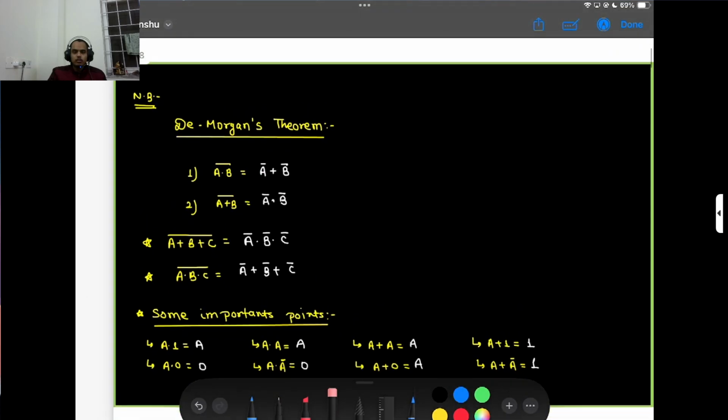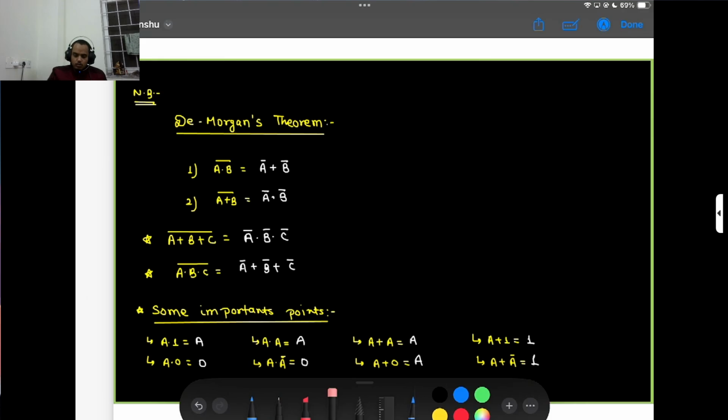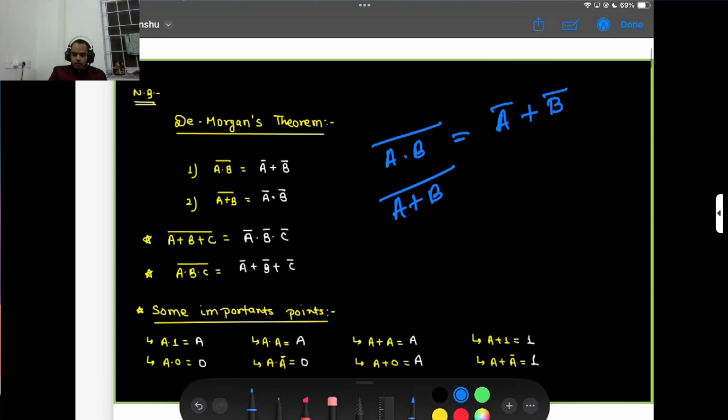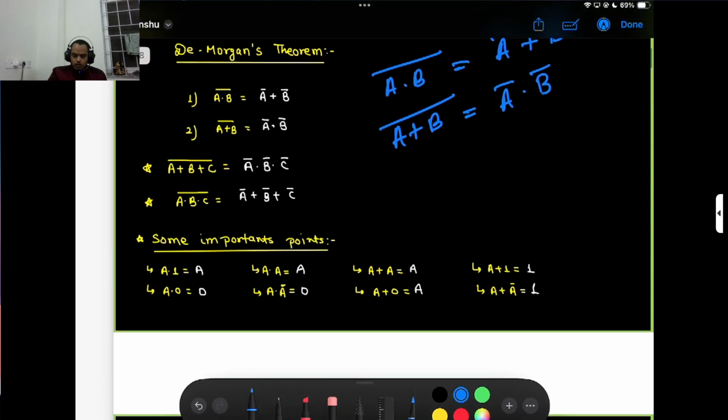Now this is De Morgan's theorem. If I have A and B and the whole bar, then we can write it this way. Basically it's NAND, AB NAND, so we can write it like this: A bar, B bar, A bar or B bar, and vice versa also. A B NOR equals A bar and B bar. So this is De Morgan's theorem.